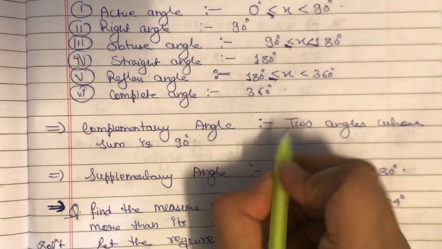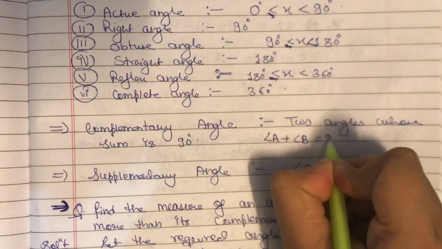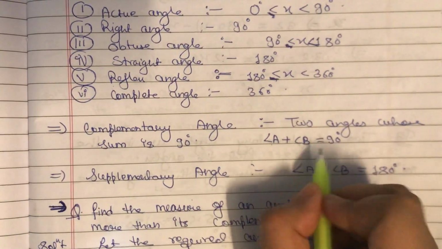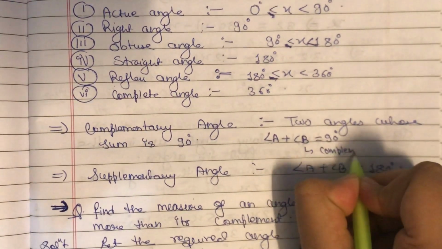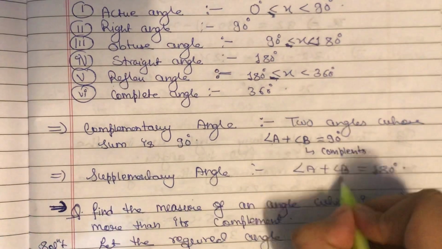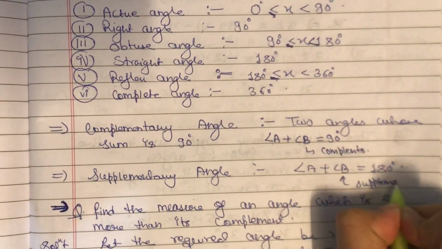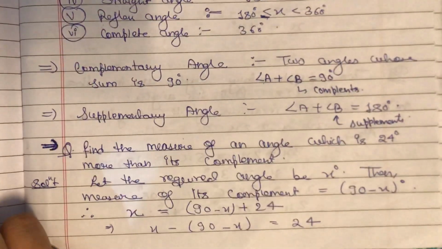For here also, if I say that angle A plus angle B equals 90 degree, then A and B are complements. So we say they are complements to each other, and here they are supplements to each other. Now let's solve a question based on that.